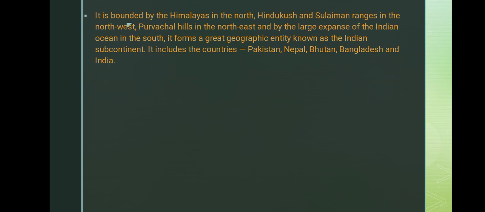India is bounded by the Himalayas in the north, Hindu Kush and Suleiman ranges in the northwest, Purvanchal hills in the northeast, and by the large expanse of the Indian Ocean in the south. It forms a great geographic entity known as the Indian subcontinent. The Indian subcontinent includes the countries like Pakistan, Nepal, Bhutan, Bangladesh, and India.